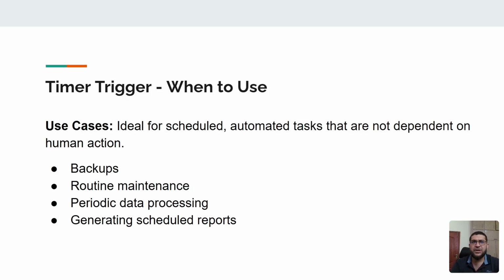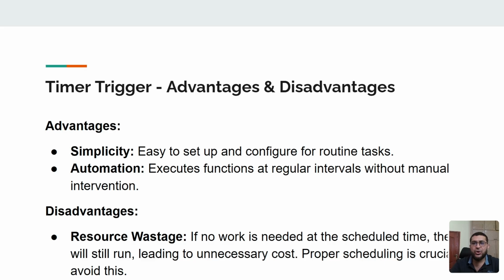So when to use the timer trigger? If you want to take a backup, do routine maintenance, periodic data processing, or generate scheduled reports, in these scenarios we can use the timer trigger. There are a few advantages as well. It's a simple form of Azure Function. When you want to do a background task, this is the simplest one, and it executes a function at regular intervals, so this is flexible. The disadvantage is that if no work is needed at the scheduled time, the function will still run, leading to unnecessary cost. This is one of the disadvantages of the timer trigger.